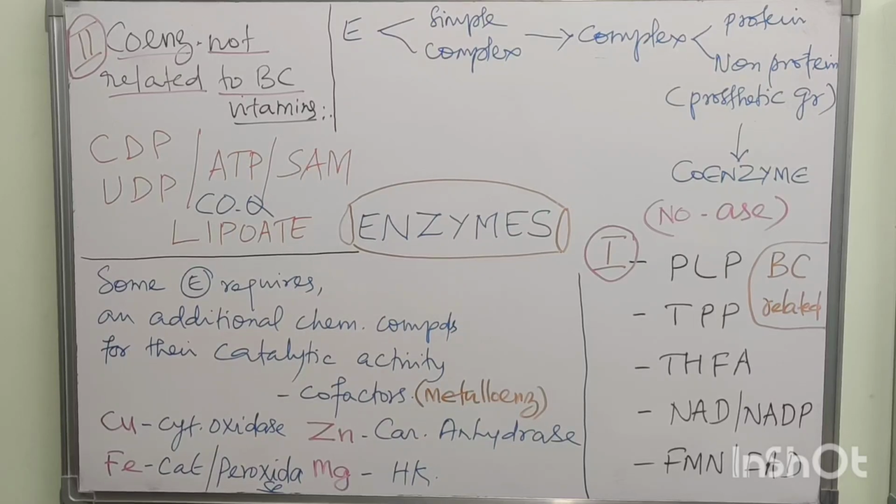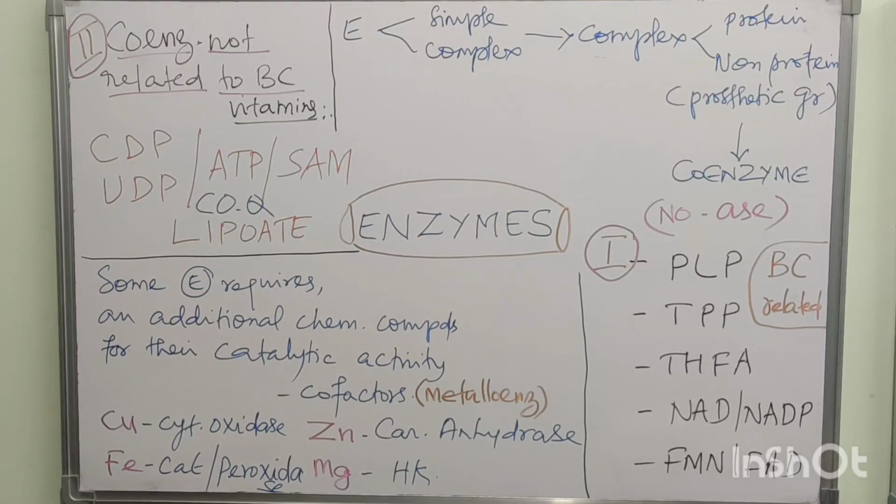Copper is the cofactor for cytochrome oxidase. Iron (ferrous) is the cofactor for catalase and peroxidase. Zinc is the cofactor for carbonic anhydrase. Magnesium is the cofactor for hexokinase. Like that, you have to read all ten metalloenzymes in your textbook. Okay.